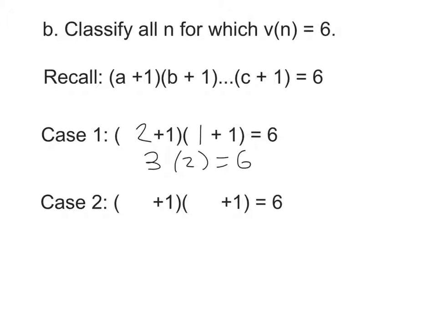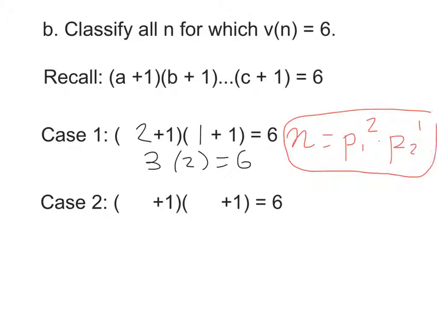So how can we classify this for all of our n's? So, n can be equal to, let's say, p sub 1, where that's our prime number, raised to the second power times p sub 2, simply to the first. And notice again our exponents are 2 and 1, so when we plug it into our idea, 2 plus 1 will get us 3, 1 plus 1 will get us 2, and the product of those two values will get us a product of 6. This is going to represent the first case for classifying all n's for which v sub n equals 6.